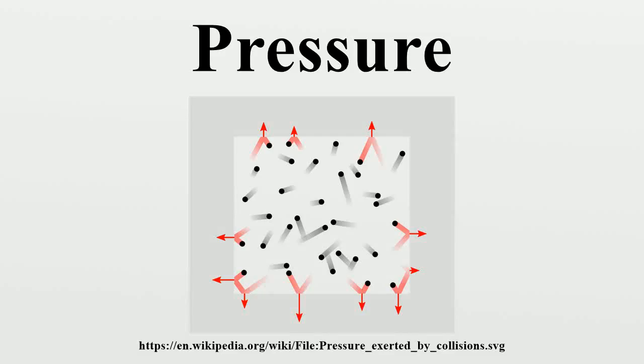Pressure is the force applied perpendicular to the surface of an object per unit area over which that force is distributed. Gauge pressure is the pressure relative to the local atmospheric or ambient pressure. Various units are used to express pressure. Some of these derive from a unit of force divided by a unit of area. The SI unit of pressure, the pascal, for example, is 1 newton per square meter.